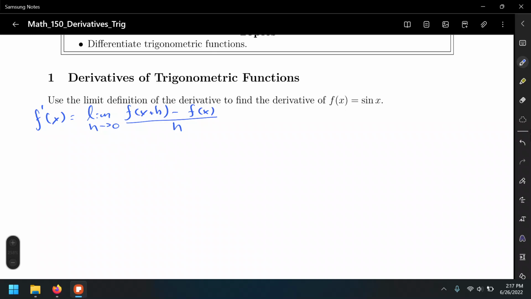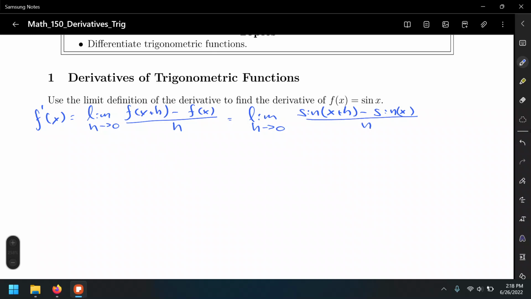Applying this to the sine function, this will be the limit as h approaches 0 of the function. For f of x plus h, we replace the x in the sine function with x plus h, that is sine of x plus h, minus the original function, which is sine x. All of that divided by h.